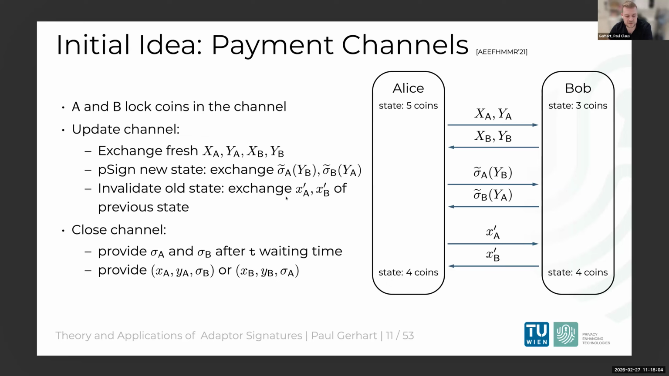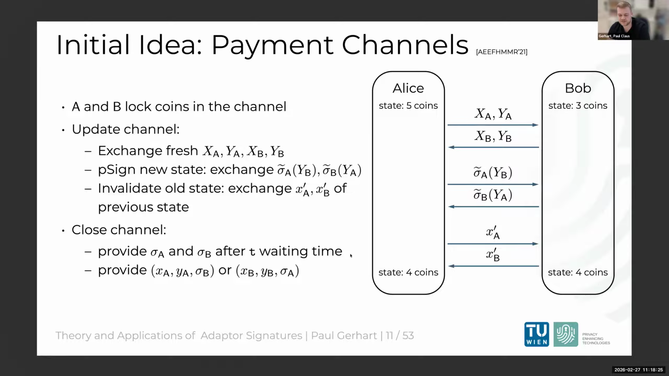Okay, now to close the channel, there are two ways. There's the honest way in which Alice and Bob just decide, okay, I like my final channel state, let's sign it. So Alice signs, Bob signs, and they just exchange signatures. Once they have exchanged the signatures, they can be posted on the blockchain, and the updated channel state, in our case here, 4 coins and 4 coins, would be posted.